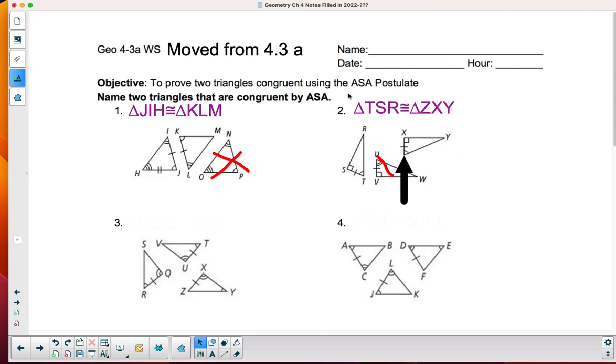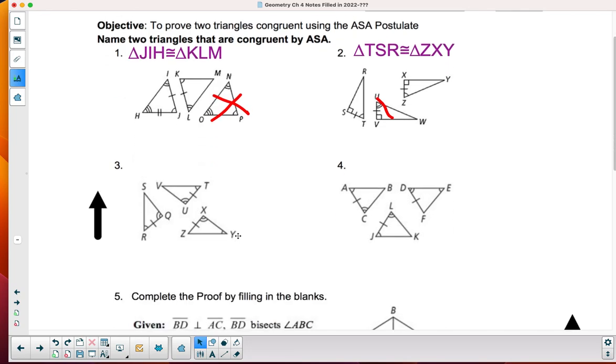All right, so I've got to make sure I know what I'm doing and be able to talk about my angle, side, angle. Remember, these two right angles, they're perpendicular lines that make right angles, and right angles are congruent. So remember that perpendicular two-step. Now, when I'm looking at 3 and 4, see if you understand this type of section. So you're going to do that on your own.